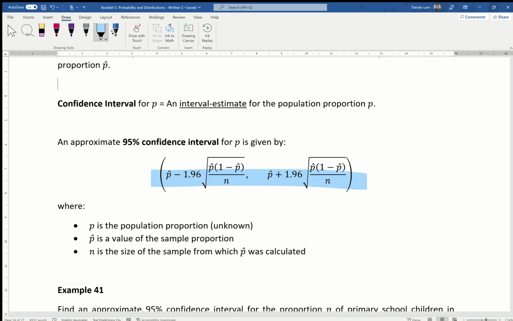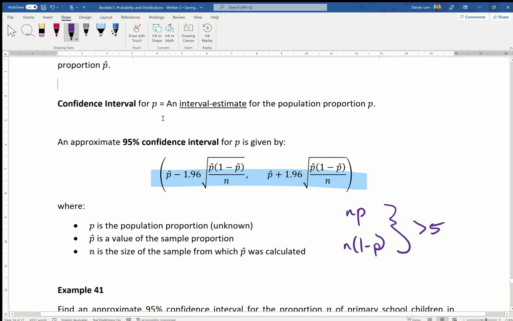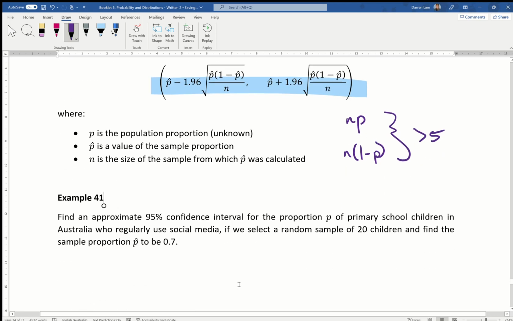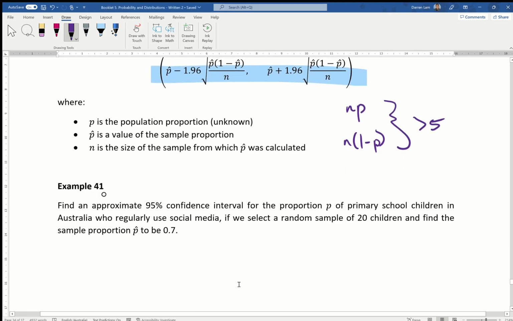Let's jump into an example. But before we do that, I do want to remind you that this is still considering that NP and N multiplied by 1 minus P are still greater than 5 for a large sample. We're still assuming that. Oh, it's having a hard time. Let me know if that cuts out, by the way.